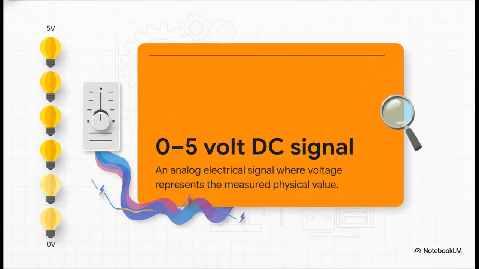Well, a 0 to 5 volt signal is what we call an analog signal. That just means it can be any value between 0 and 5. The easiest way to think about it, it's like a dimmer switch for a light. Turn it all the way off, that's 0 volts. Crank it all the way up, that's 5 volts. And every single level of brightness in between corresponds to a very specific voltage. The voltage is the message.